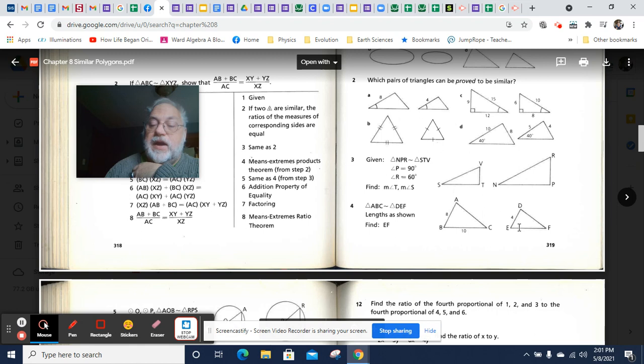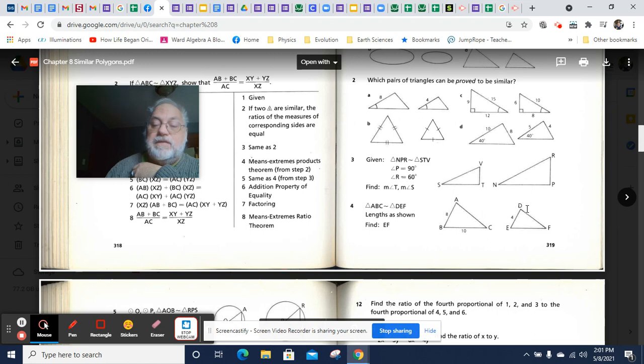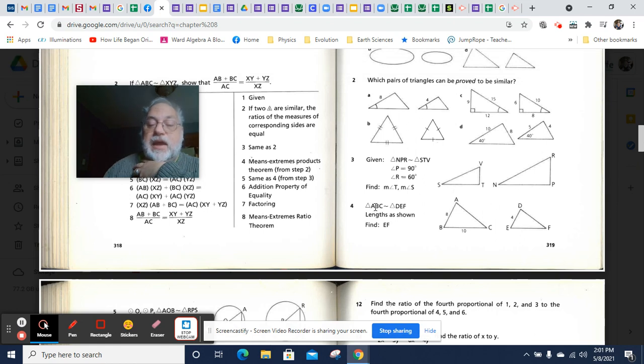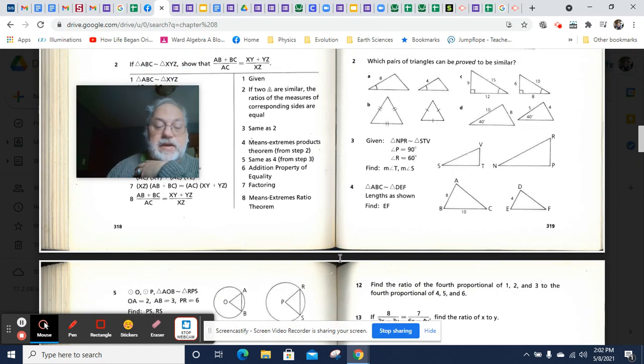So here we need to find EF. We know these triangles are similar. A, B, C, D, E, F. The order of the letters does matter because it tells us which angles correspond to each other. And A, B, and D, E are corresponding. B, C, and E, F are corresponding. So we know that D, E is half of A, B. So EF should be half of BC, and I'll let you work out what that is.